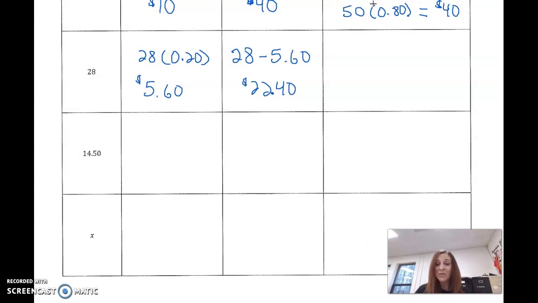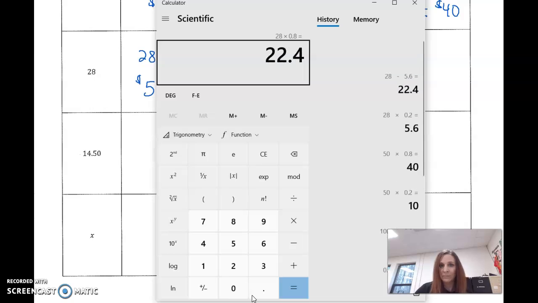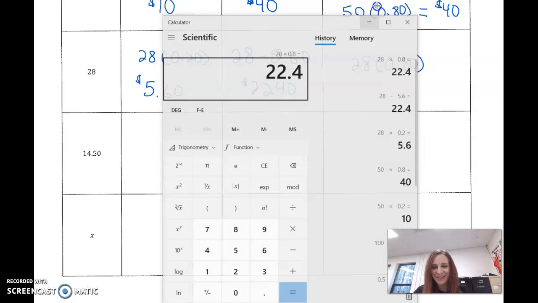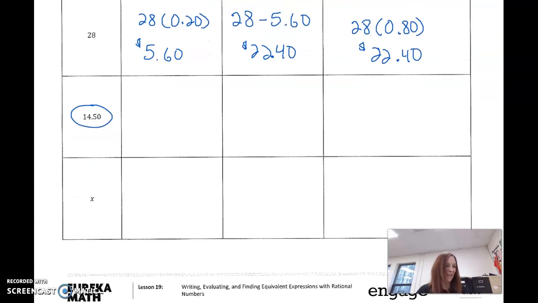Now, remember, I also, instead of thinking of it as taking 20% off, I could think that I'm paying 80%. So I could go $28 times 80% or 0.80 or just 0.8. And I get $22.40. So it's kind of like a shortcut way, okay? I'll tell you, it works with $14.50 too. We'll skip there, and I want to come down here to the X.